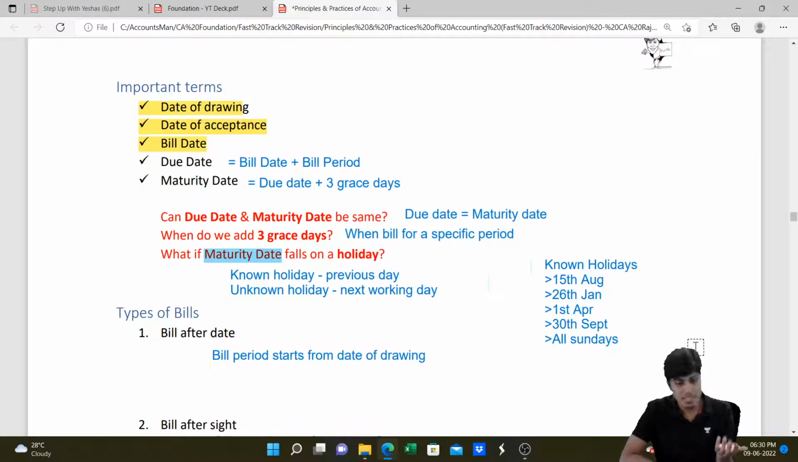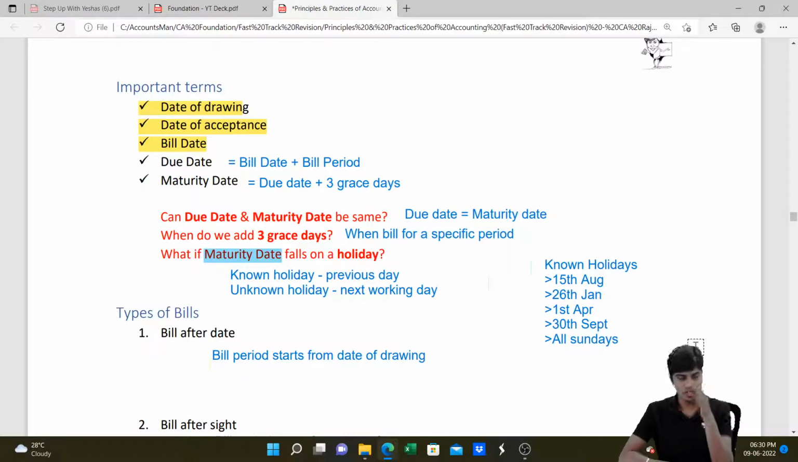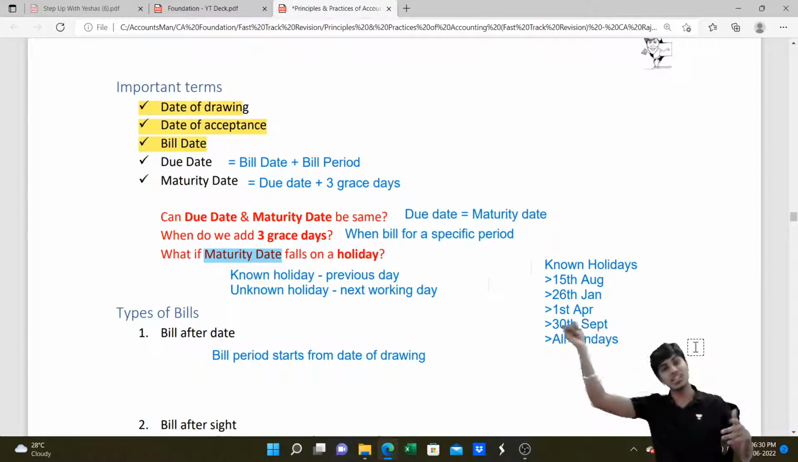For exam purposes: 15th August Independence Day, 26th January Republic Day, 1st April opening of the financial year, 30th September half-yearly closing, and all the Sundays. If the maturity date falls on any of these days, then the day previous to this day, before this day, will become our maturity. Like if the maturity date falls on 15th August, 14th August is the maturity. Sir, if 14th August is a Sunday, then 13th August. Sir, if 13th August is an unknown holiday, then the next working day, that is 16th.